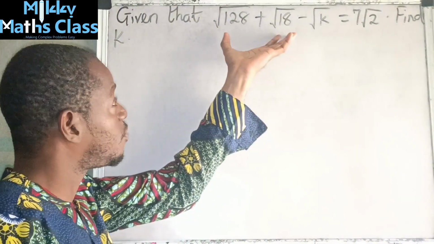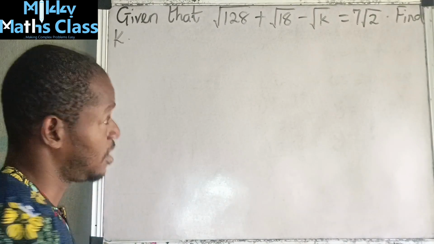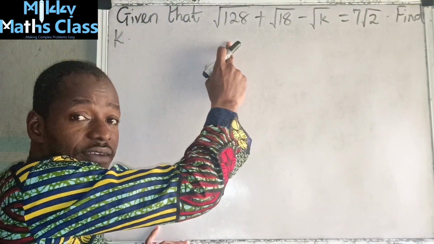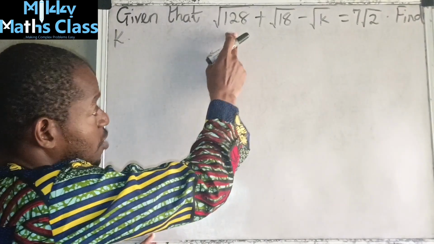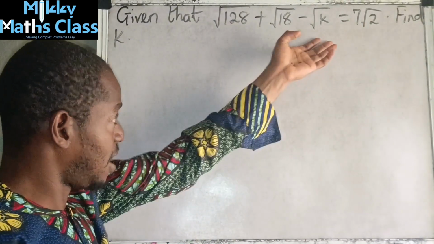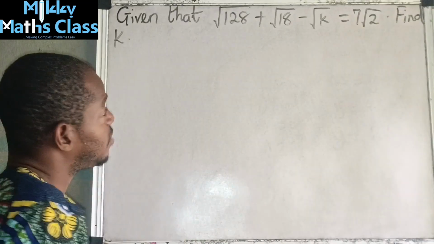Now, in this kind of question, how do you solve it? The first thing you do is break down these square roots that you have here. Then add root k to both sides. Okay, let's do it step by step.